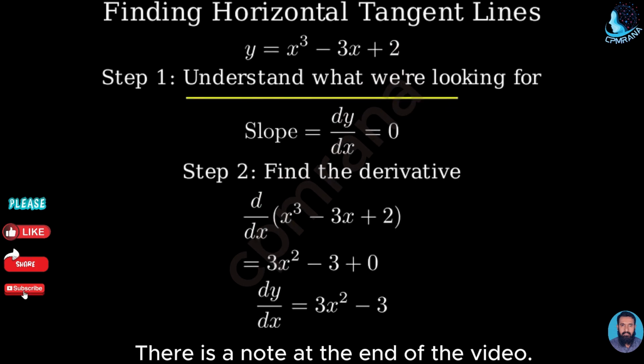Step 3. Set the derivative equal to 0 and solve for x. 3x squared minus 3 equals 0. Add 3 to both sides. 3x squared equals 3. Divide both sides by 3. x squared equals 1. Therefore, x equals plus or minus 1.